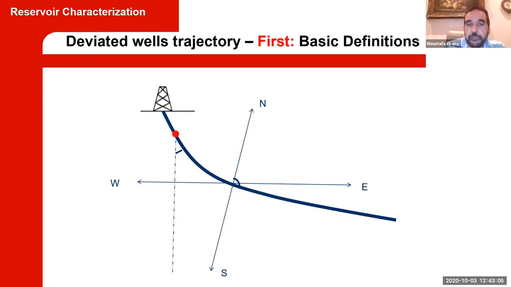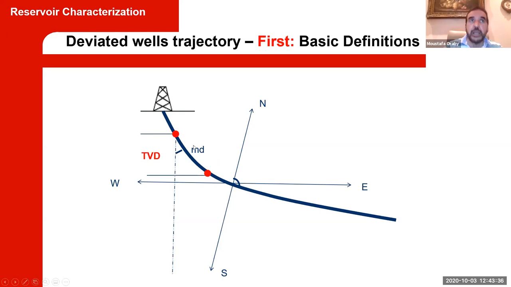Now, if I take a point like this point and another point like this one, the distance between them is the measured depth. So this is a measured depth. Where is the TVD? For TVD you take this distance, that's the vertical distance. That's what we call TVD. Now we need to know, how can I calculate the TVD out of the MD?